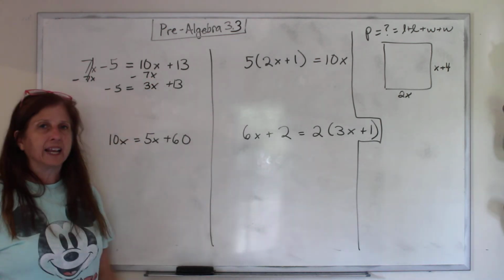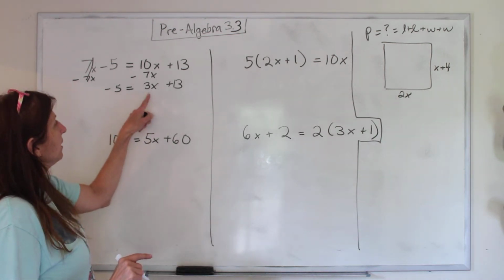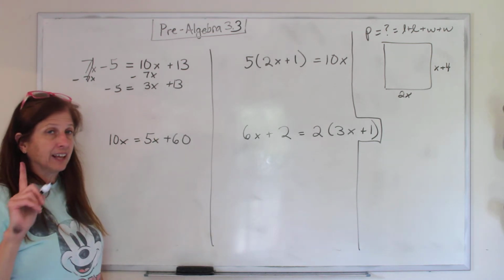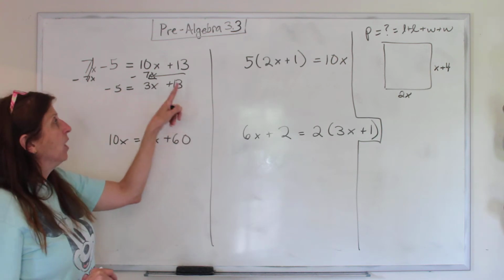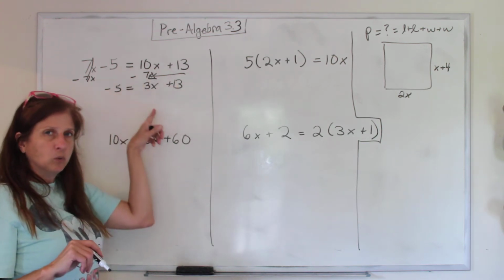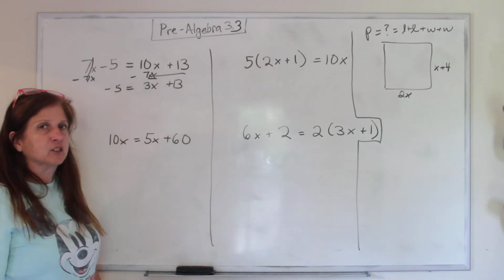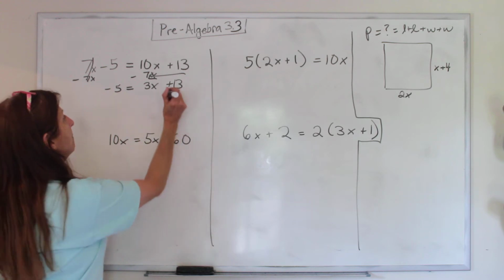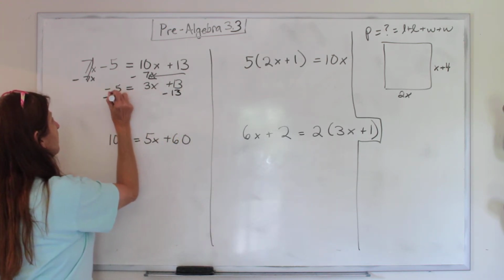Now, I can ask myself, why is x not alone? Well, it's got a 3 and a 13. Which one am I getting rid of first? That's right, the 13, because it is further away. And we always do what's further away and then we'll work toward what's closer to x. So how we get rid of it is by doing the opposite. What is the opposite of plus 13? Minus 13. What I do to one side, I do to the other.